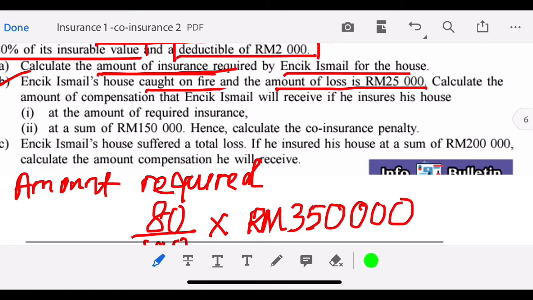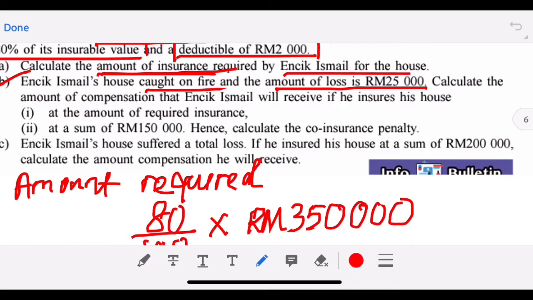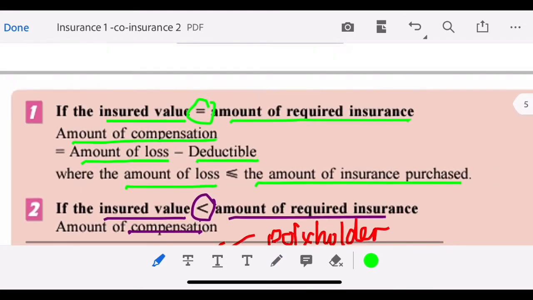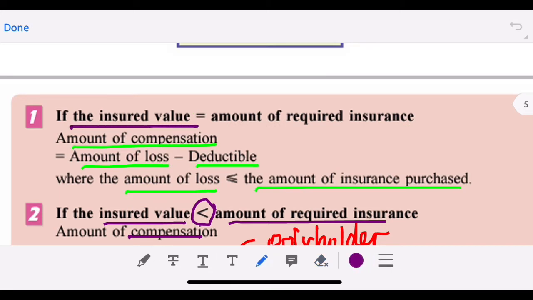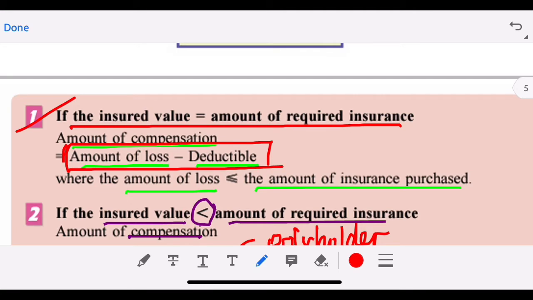Calculate the amount of compensation that Inje Ismail will receive if he insures his house. Number one, the amount of required insurance. If you calculate the compensation based on number one, it is the amount of the loss minus the amount deductible.